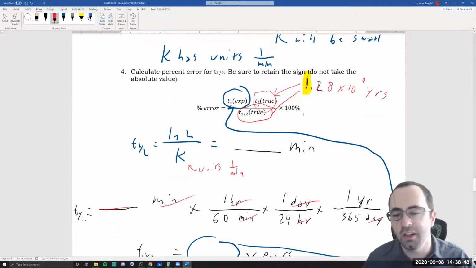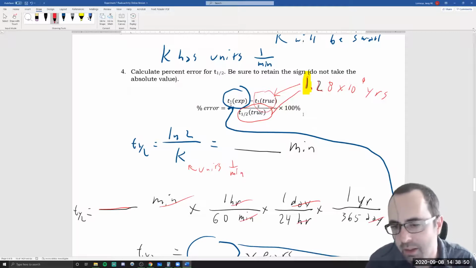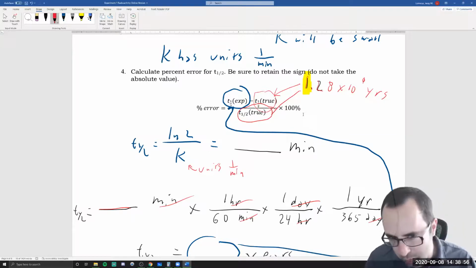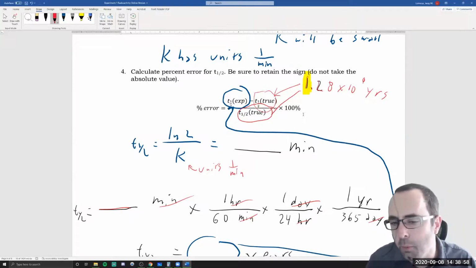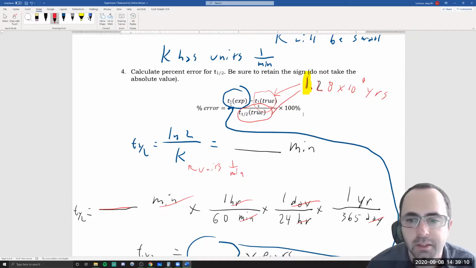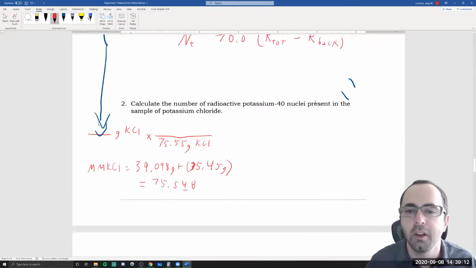Sometimes I get percent errors that are quite significant in this lab, like 50% error, not unheard of. But that's what happens when you take a measurement that's only good to 1 or 2 sig figs. When you have only 1 sig fig, probably the best you could hope for is 10% error. If you have 2 sig figs, you can get as good as 1% error. Yeah, so those are my tips there for experiment 1.